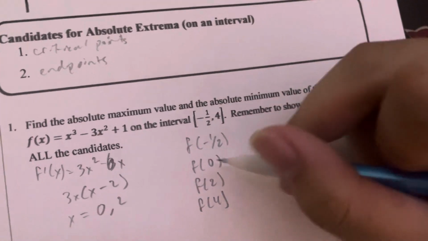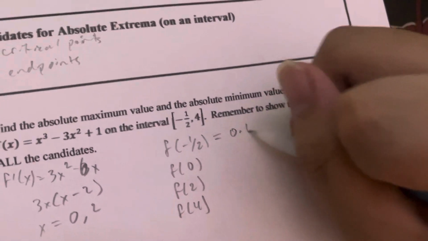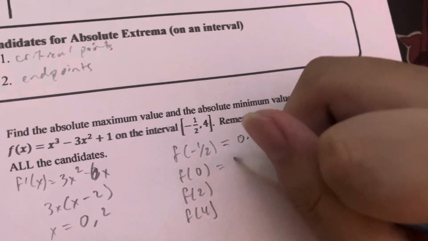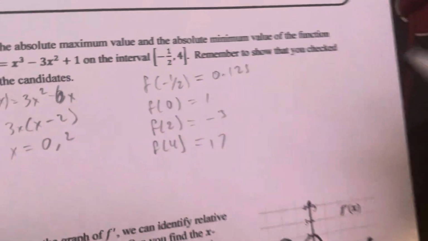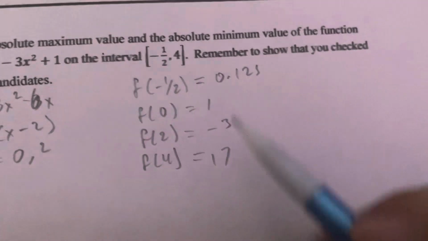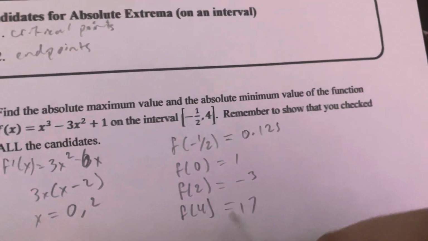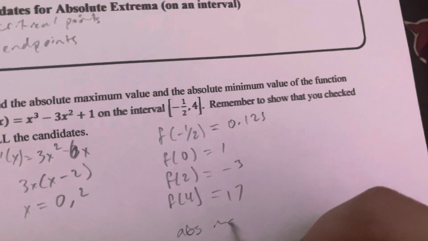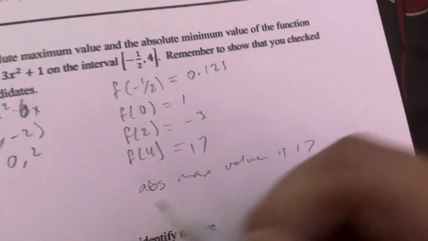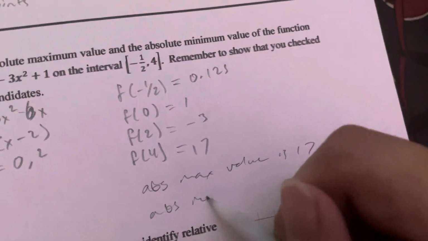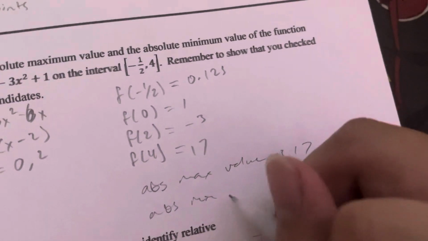Now you want to plug these back into the equation and find, well, this is 1.25, this is 1, this is -3, this is 17. So we can see that the absolute max value is 17. The absolute min value is the lowest number, so -3.